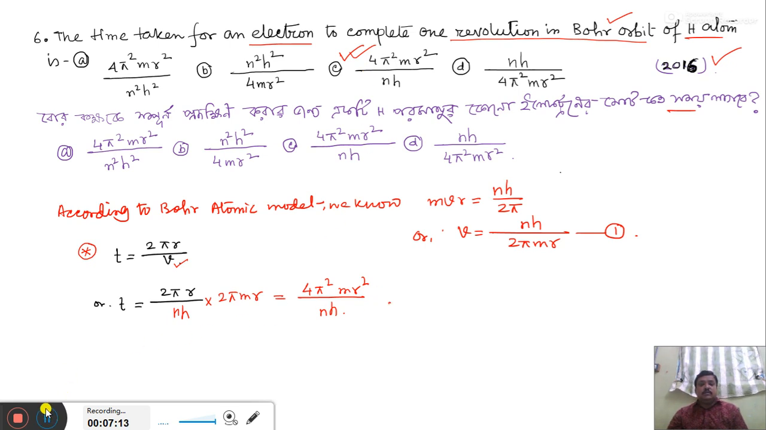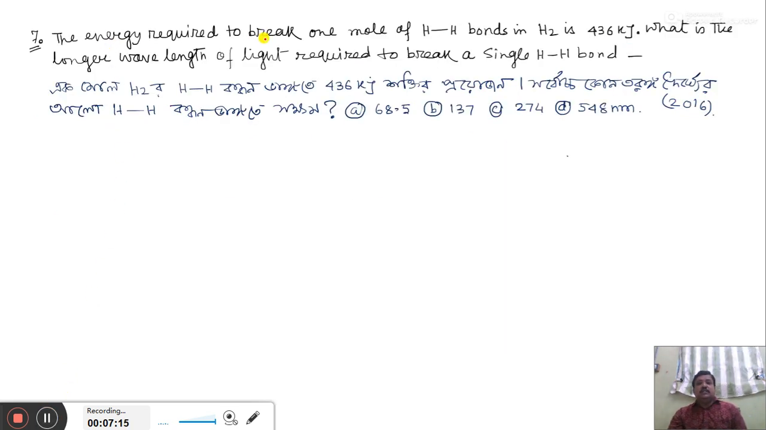Now the next question: the energy required to break 1 mole, that means 6.023 into 10 to the 23, of H-H bonds in an H2 molecule is 436 kilojoule. What is the longest wavelength of light required to break a single H-H bond? This is the fourth option.